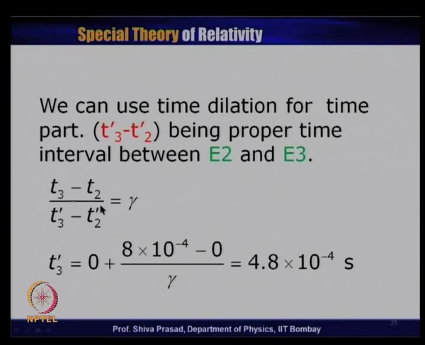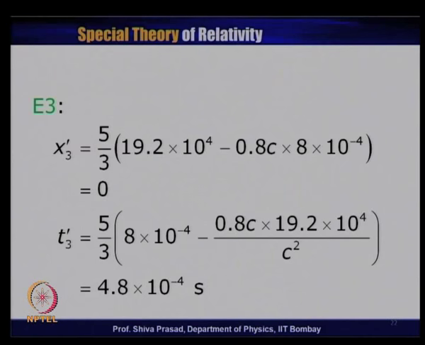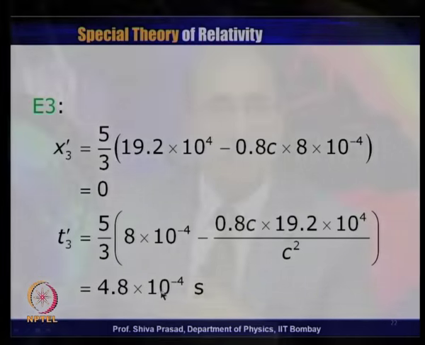So, if I substitute these values, I have just calculated T3 minus T2, which was 8 into 10 power minus 4, and the T2 prime time was 0 anyway. So, this is equal to 0, this is also equal to 0. I substitute in this expression and I get T3 prime equal to 4.8 into 10 power minus 4 second, which is exactly the same result which we had obtained here. So, we can very easily see that we get the same result without actually using the Lorentz transformation. We can just use the time dilation formula and still get the same result.